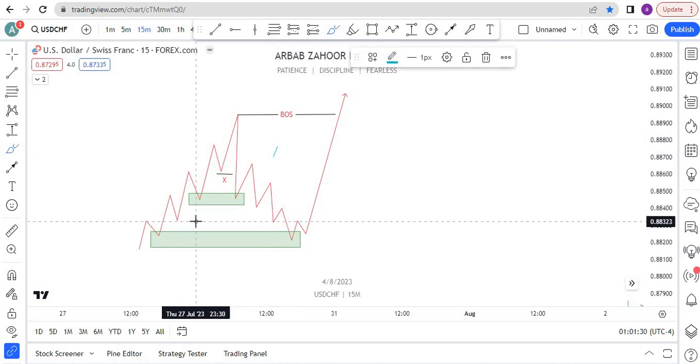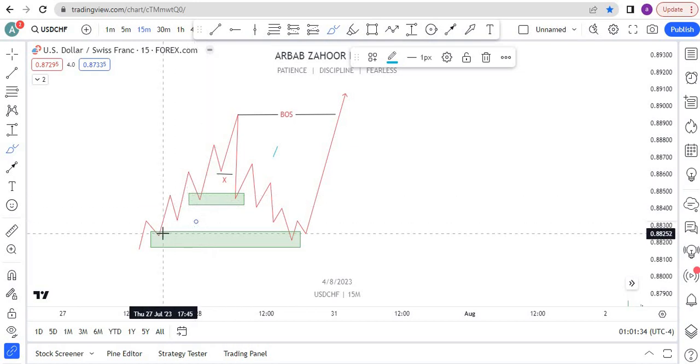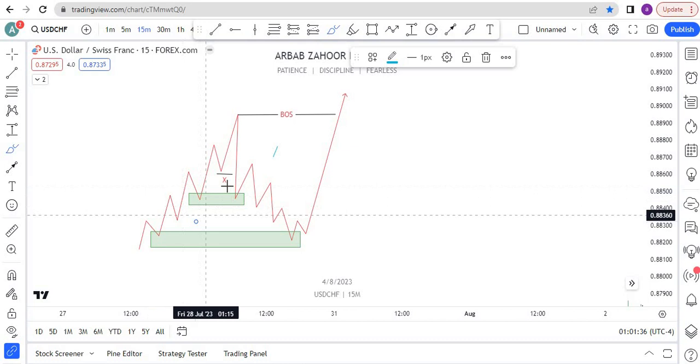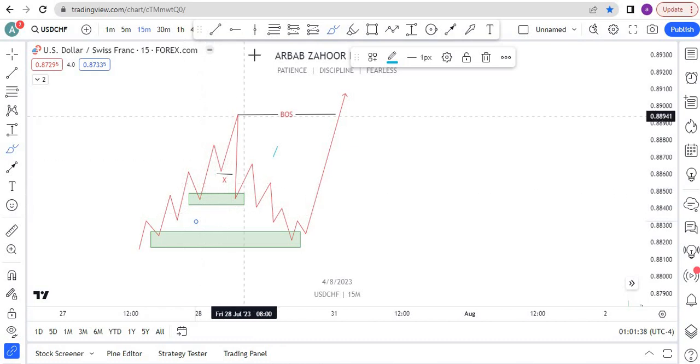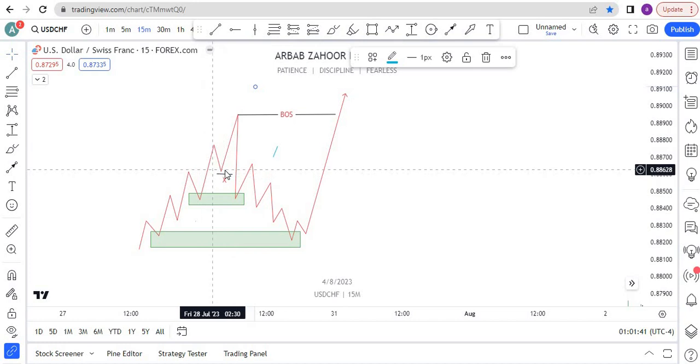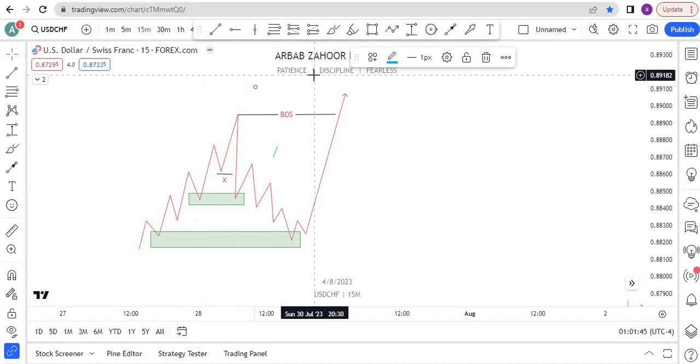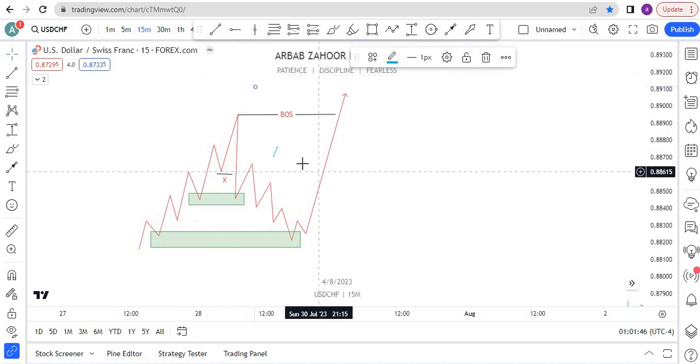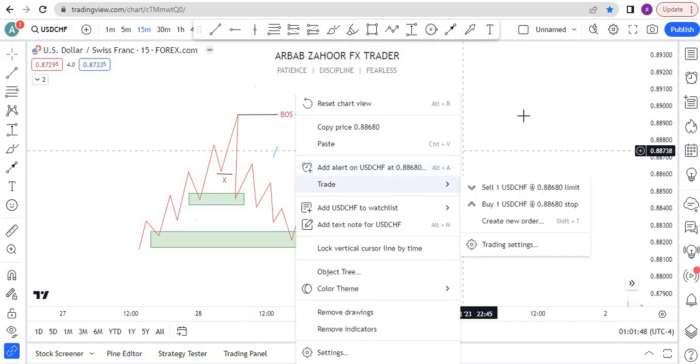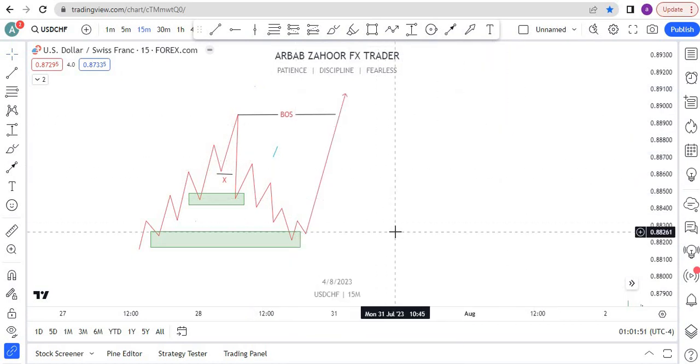I will tell you one more thing here. These POIs are also valid only if they are unmitigated. Otherwise, sometimes what happens is the price only sweeps the inducement here and goes upside. I will also explain that thing, so don't worry. We will now jump to the chart.